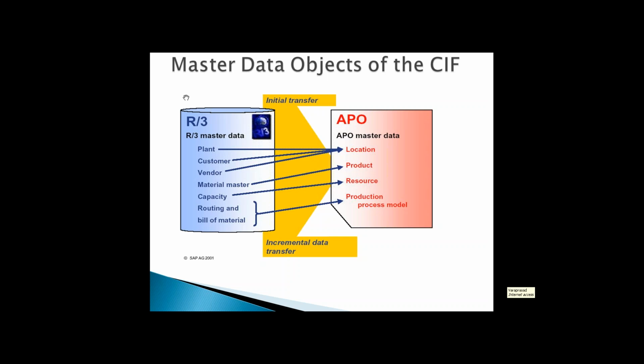And the next one is master data, material master. Material master will be called as product in APO. And capacity is called as resource.